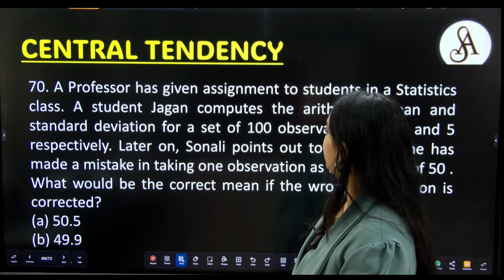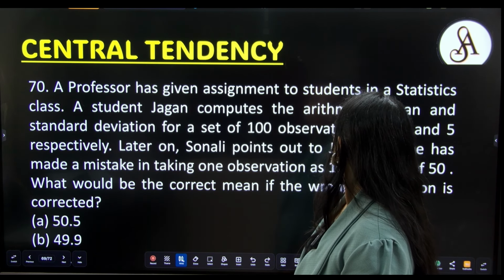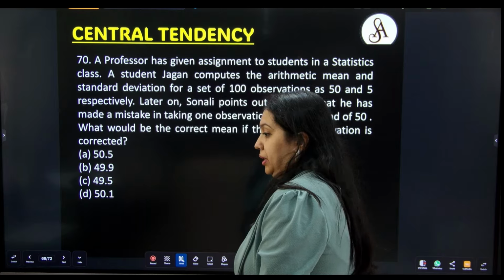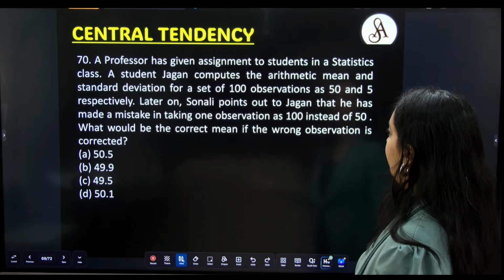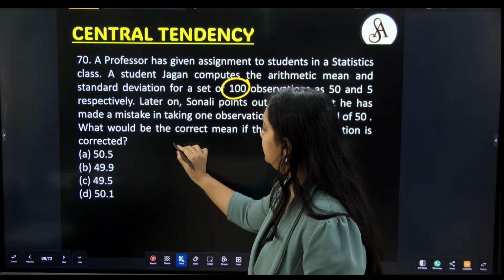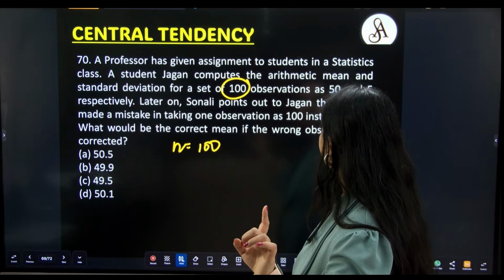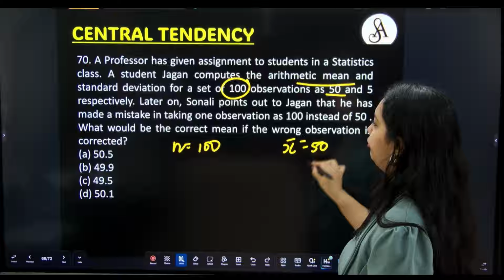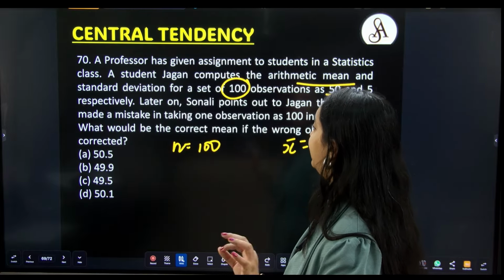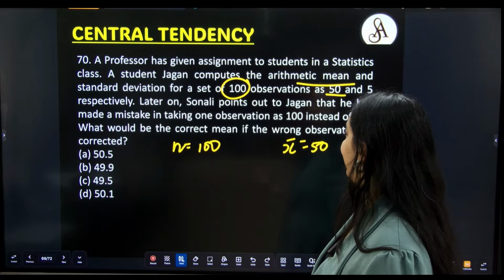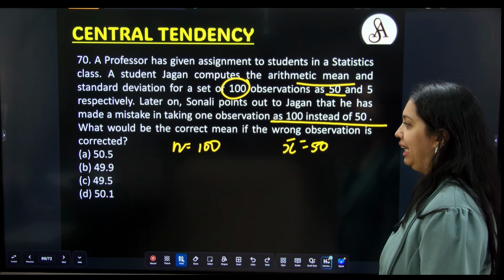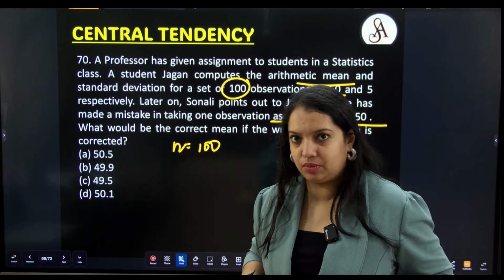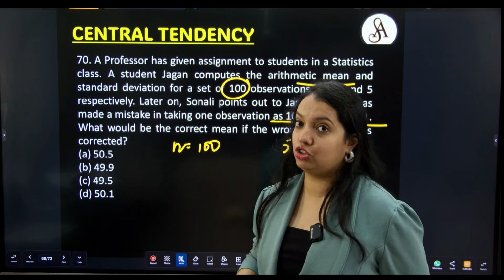Next, the professor has given an assignment to students in statistics class. The student Jagan computes arithmetic mean and standard deviation for a set of 100 observations. Remember this, n is equal to 100, as 50 and 5 respectively. What is arithmetic mean? 50. So x bar is equal to 50. Later on, Sonali points out that Jagan has made a mistake in one observation where he has taken it as 100 instead of 50. Find correct arithmetic mean. The standard deviation information is given to you in the question. Don't use it. There are two methods to solve this question.